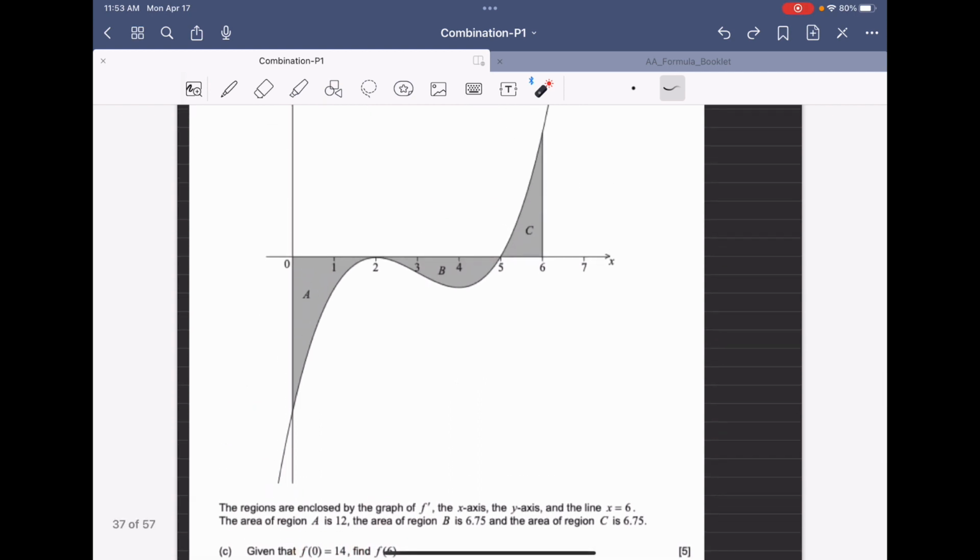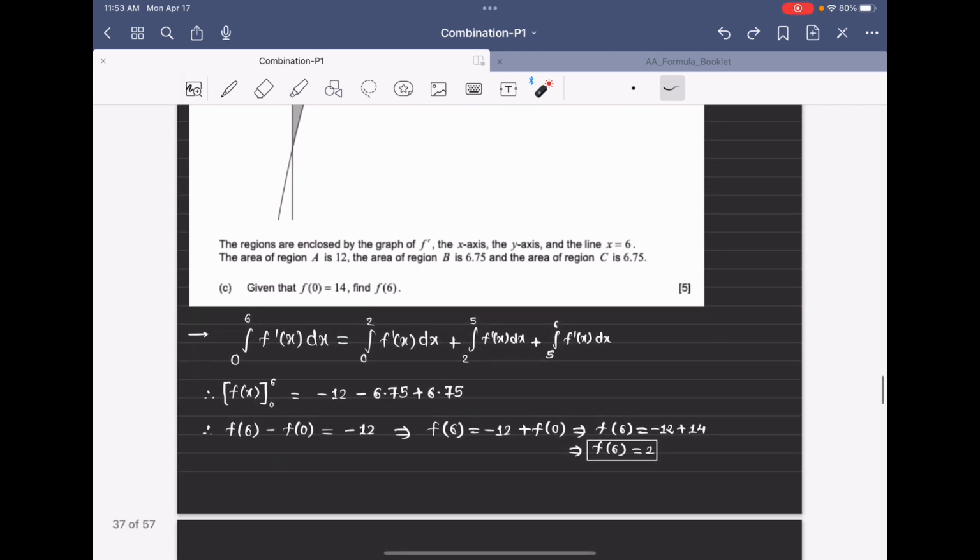Now we can see that the total area starts from 0 up to 6, but it is divided into 3 parts. 0 to 2 is A, 2 to 5 is B, 5 to 6 is C. So I'm separating this. First I'm writing the integral from 0 to 6 of f dash x dx.